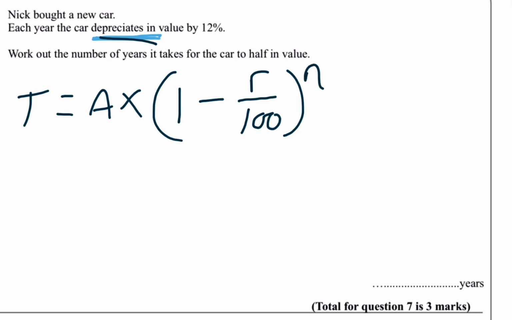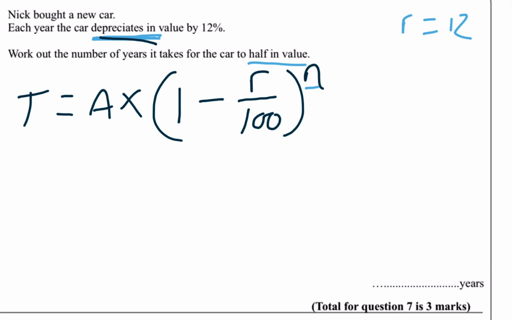Now, a good thing about this question, why it's challenging, is because it says Nick bought a new car. Each year the car depreciates by 12%, so R is equal to 12. Work out the number of years so that the car halves its value. So you can halve it exactly on its value, or it can just drop below that half. But you can't be over that half value.